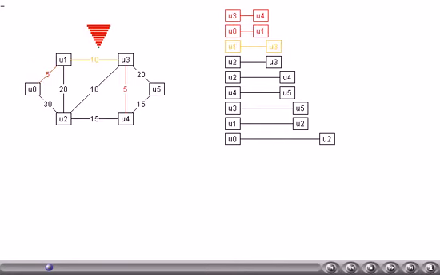Now the edge u1, u3 is selected. Its inclusion is also not going to give any cycle in the minimum spanning tree, thus it will also be retained in the MST. Now the edge u2, u3 is selected. Its inclusion is also not going to give any cycle, thus it will be retained in the MST.